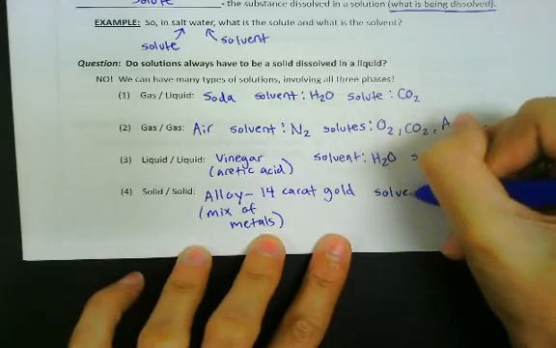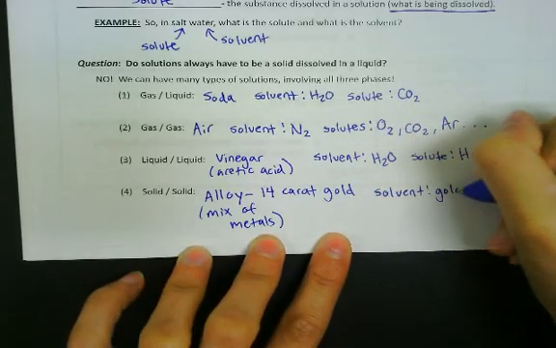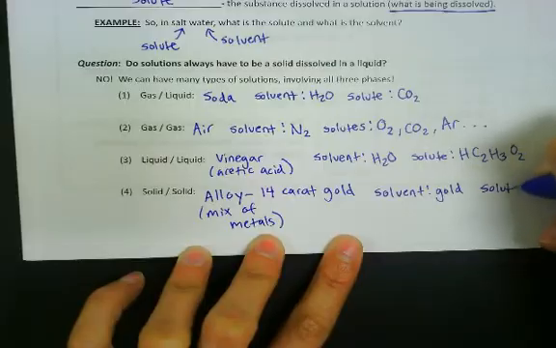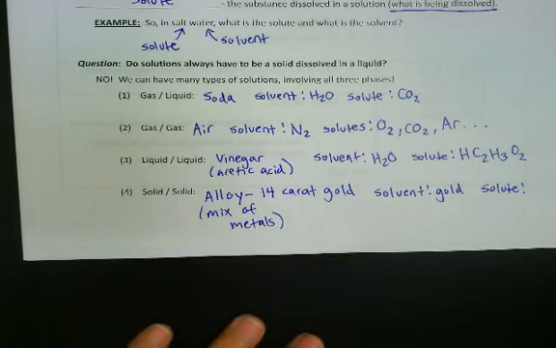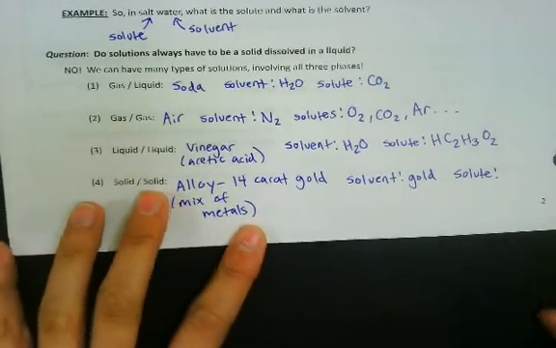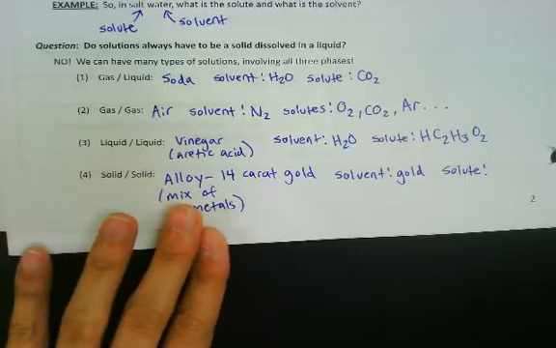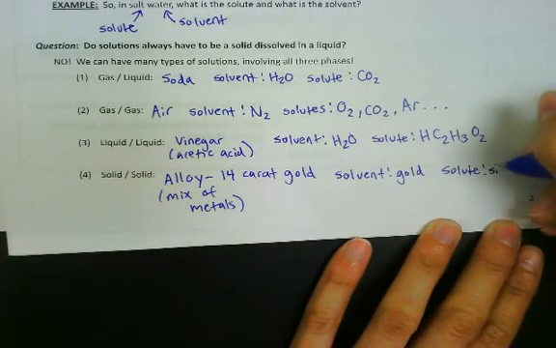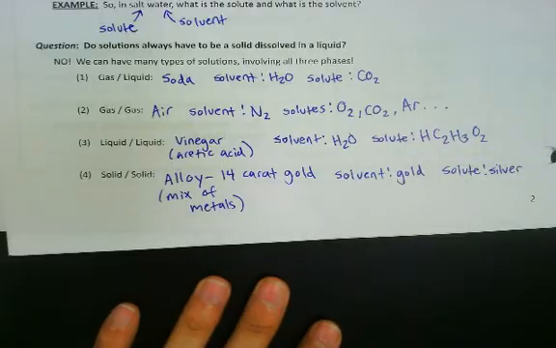So in 14 karat gold, our solvent is gold. Does anybody want to guess what the solute is? It is another metal. It's not copper, but good guess. It is another transition metal. It is silver. Yes.